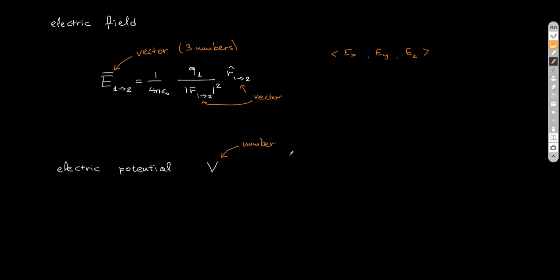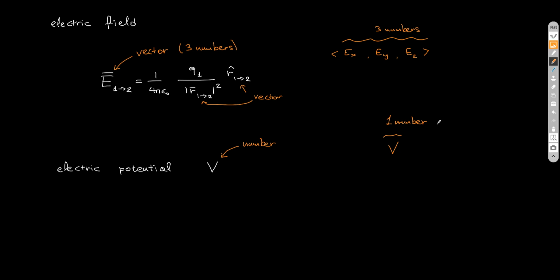Now, in addition to that, when you measure it, the only thing that you will measure experimentally is the potential, and that is a single number. So here we had to measure experimentally three numbers. Here, the only thing we need to measure is a single number.